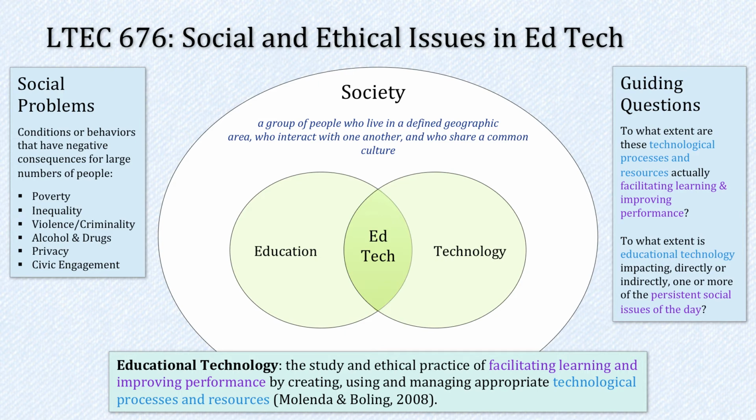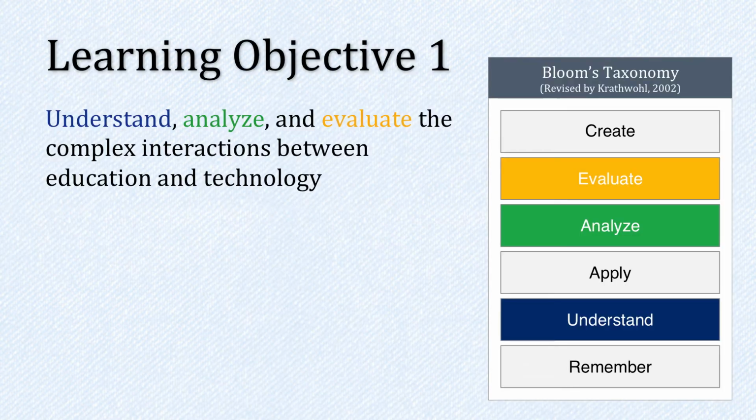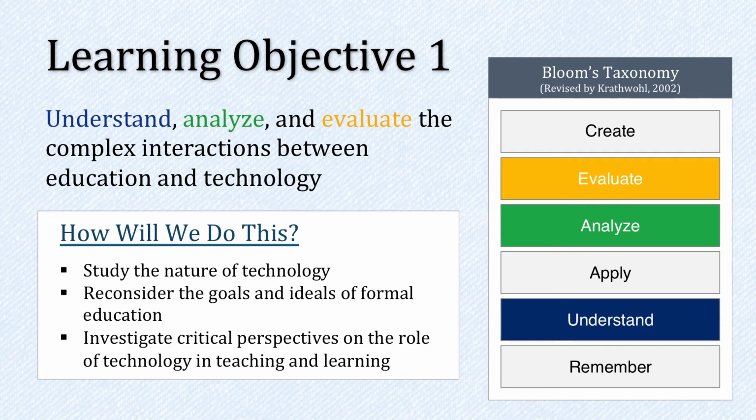Now let's take a closer look at the three main learning objectives for the course. The first objective states that we will understand, analyze, and evaluate the complex interactions between education and technology. And how are we going to do this? Well, we're going to study the nature of technology. We're also going to reconsider the goals and ideals of formal education. We're also going to investigate critical perspectives on the impact of technology on teaching and learning.